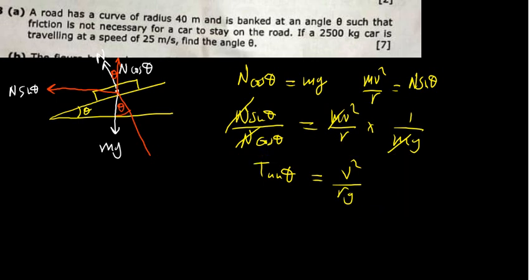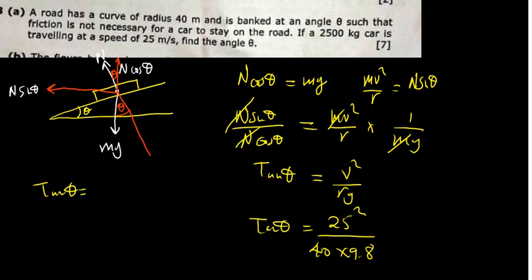So I want to find the angle theta. So tan theta is going to be, the velocity here is 25, and it should be in SI units, meters per second. The radius is 40 meters, and then g, that is 9.8. So tan theta is going to be 25 squared divided by 40 multiplied by 9.8. That is going to be 1.594. So to be able to find theta, we're going to take tan inverse of that value.